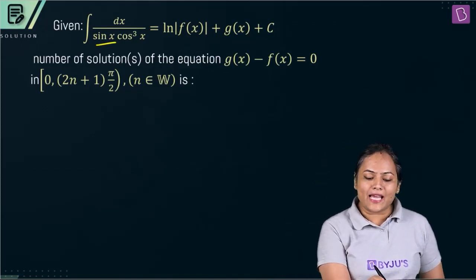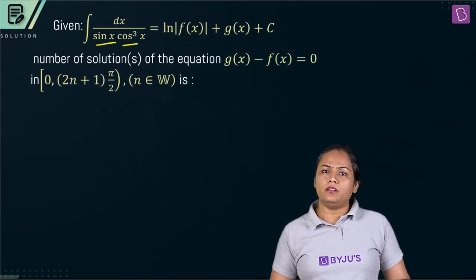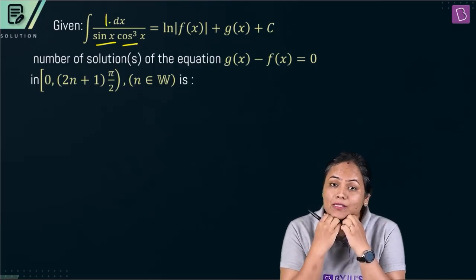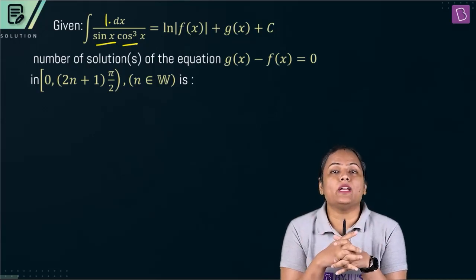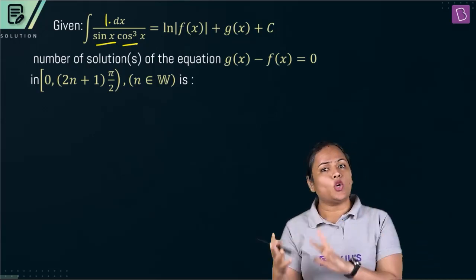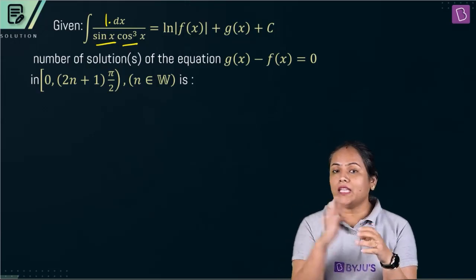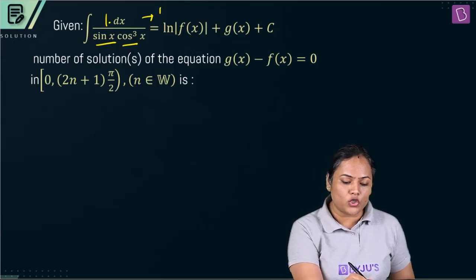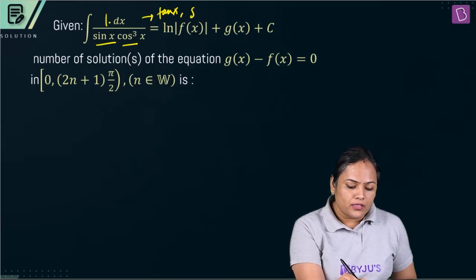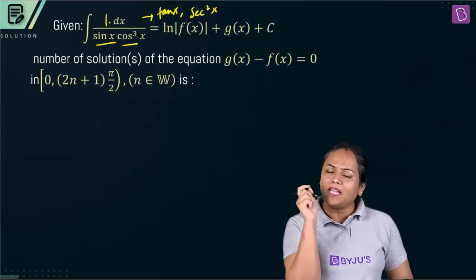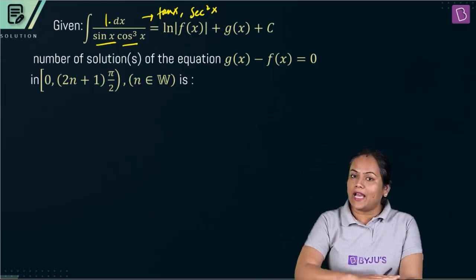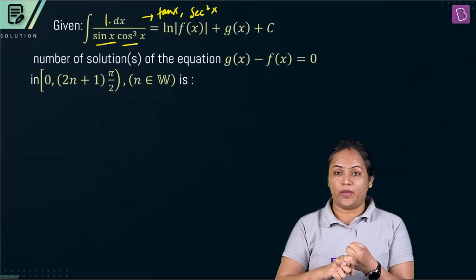So I have sin x and cos cube x in the denominator. In the numerator, there is only one. How can I integrate this? Well, in these kinds of questions, when you have sin x and cos x in the denominator and nothing in the numerator, we can try to convert this entire expression in terms of tan x and sec square x. That is the hint, guys. Always remember this. Try to convert the entire expression in terms of tan x and sec square x.